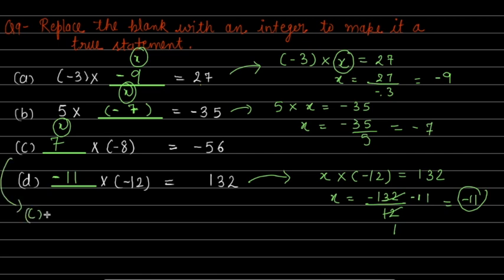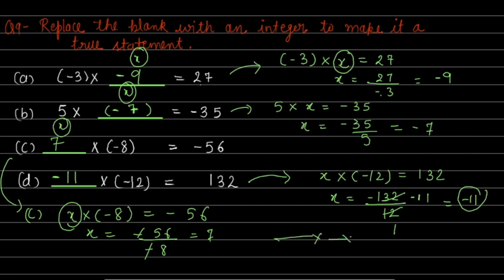And the C part I will explain here. X into minus 8 is equal to minus 56. Now you have to calculate this variable. So I'll take minus 8 in the denominator. This is cancelled and 8 7s is 56. So you have got a positive integer. So if you are not able to fill it without calculations, you can always follow this method. So this was the last question of this exercise.